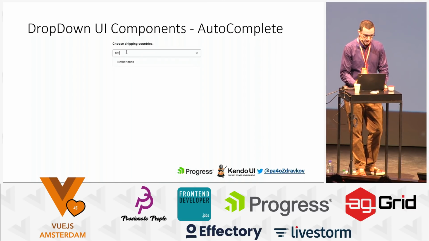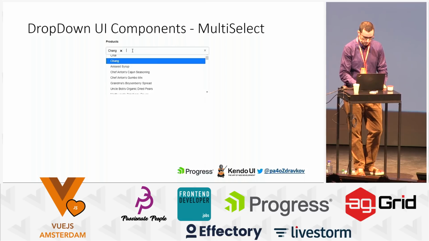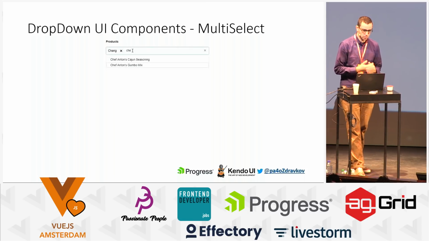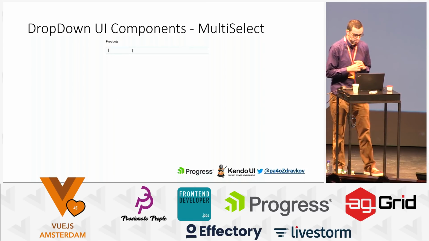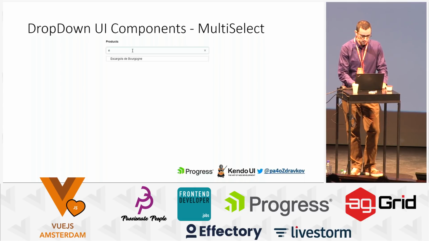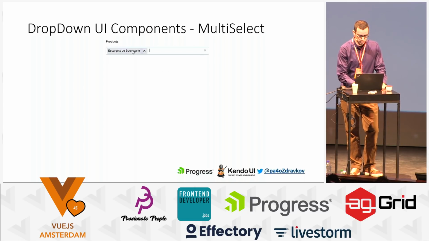You can also have a Google-like search that is the AutoComplete box, where you just add the text to the input. Last but not least is a MultiSelect option, where you have multiple selection, and when you select an item, it is added as a token to the input.